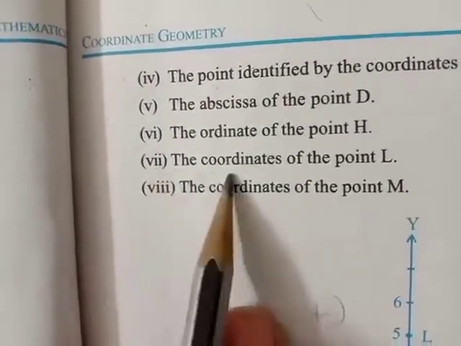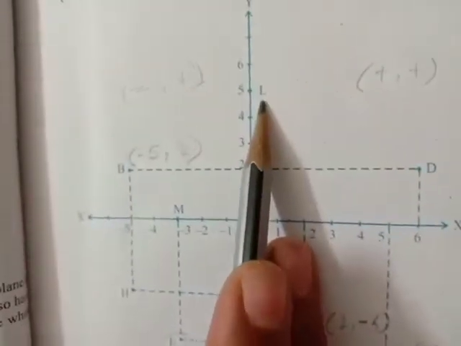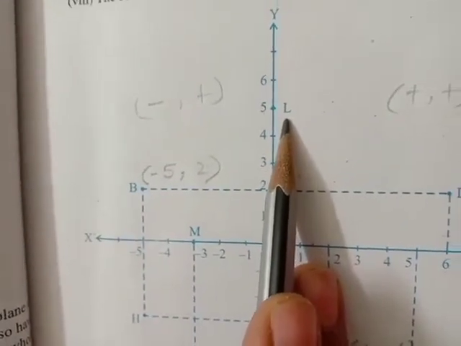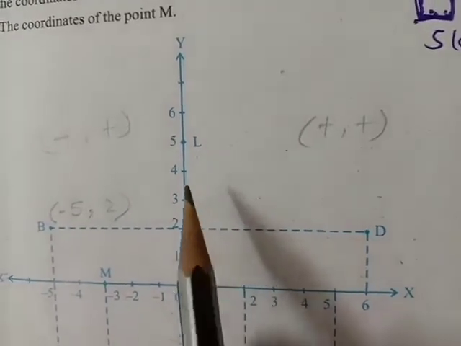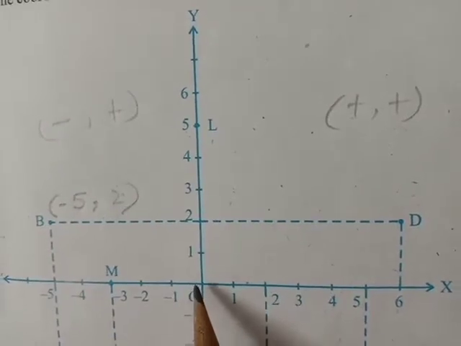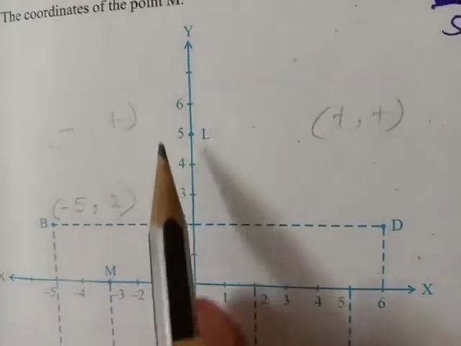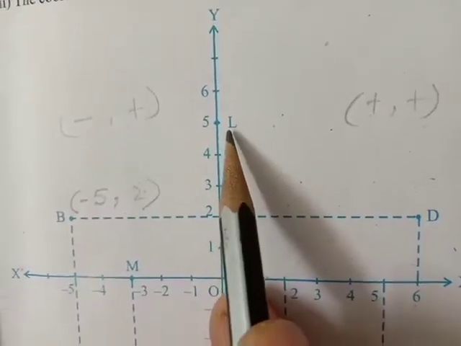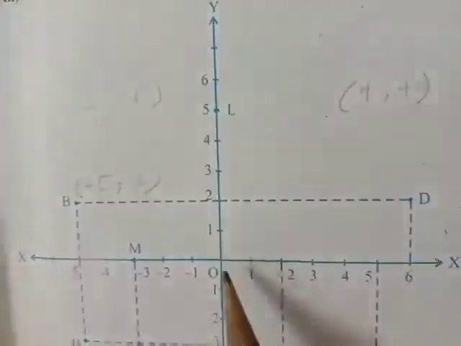Now let's solve the seventh one. The coordinates of point L. Where is L over here? It is here. Now what is the coordinate of point L? What is the x coordinate of this point L? It is 0. It means if you measure from the y-axis, the distance of L is 0. Since it is on the line, it is on the y-axis.